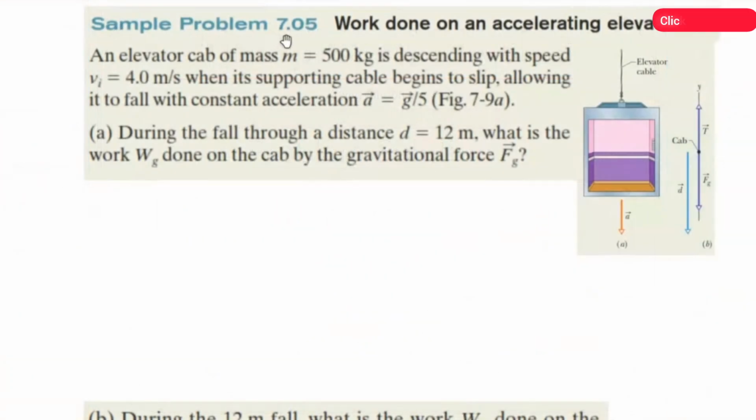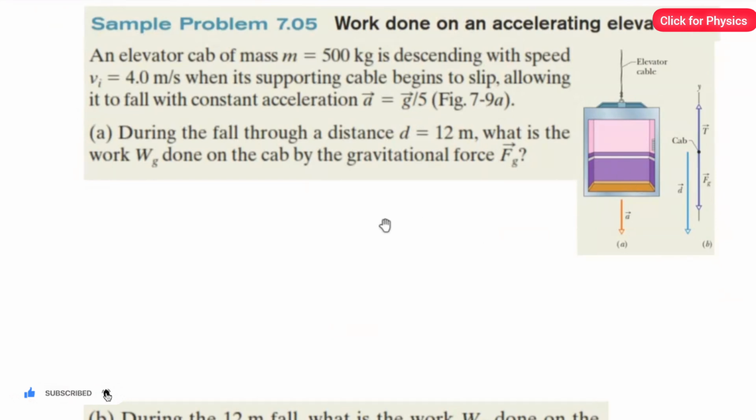Sample problem 7.05. An elevator cab of mass m equal to 500 kilogram is descending with a speed v_i equal to 4 meter per second when its supporting cable begins to slip, allowing it to fall with a constant acceleration a equal to g over 5, and the figure is given here.